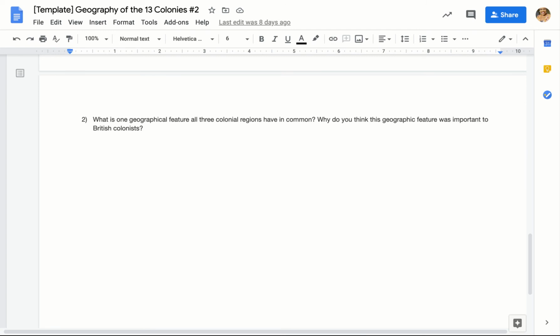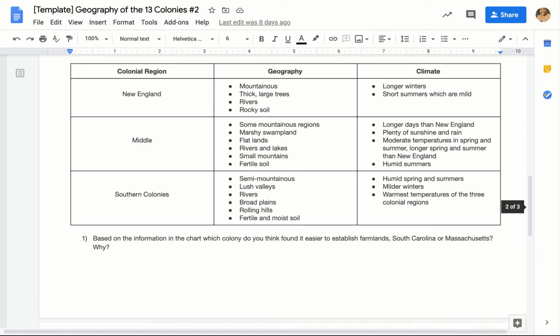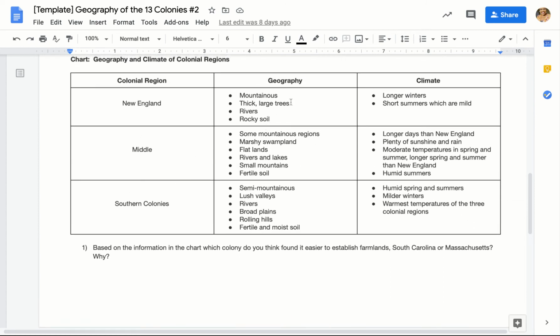And then last but not least, another two-part question. What is one geographical feature that all three colonial regions have in common? So in order to answer that part of the question, you're going to want to scroll back up here and see, okay, what do all of these have in common? So they all have soil, for example, but in New England, the soil is rocky. In the middle, it's fertile. And in the southern colonies, it's fertile and moist. So they all have soil, but different types of soil.